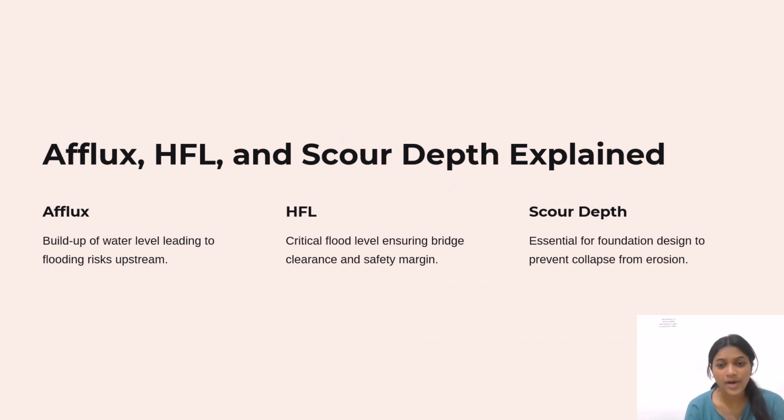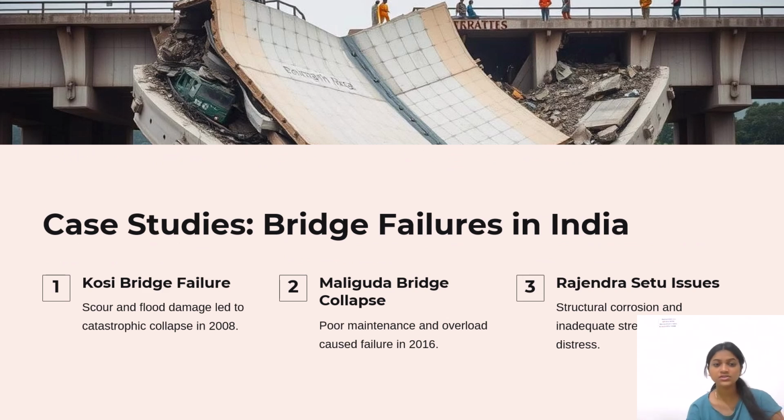Next is about afflux, HFL, and scour explained in brief. Afflux means a rise in water level leading to flooding risk upstream. HFL is critical for flood level, ensuring the bridge clearance and safety margin. And scour is essential for foundation design to prevent collapse from erosion.